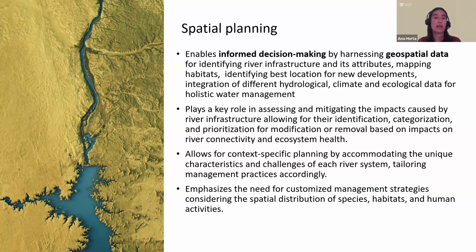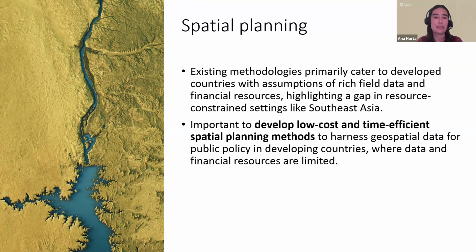So you can imagine that by using geospatial data in a spatial planning framework, you can, for example, assess and mitigate the impacts caused by the presence of river infrastructure. And you can indeed develop those context-specific planning tools, because spatial planning frameworks allow you to accommodate unique characteristics of each river system. So that means that you can tailor management practices based on what geospatial data and the results of geospatial methodologies tell you. Next slide, please.